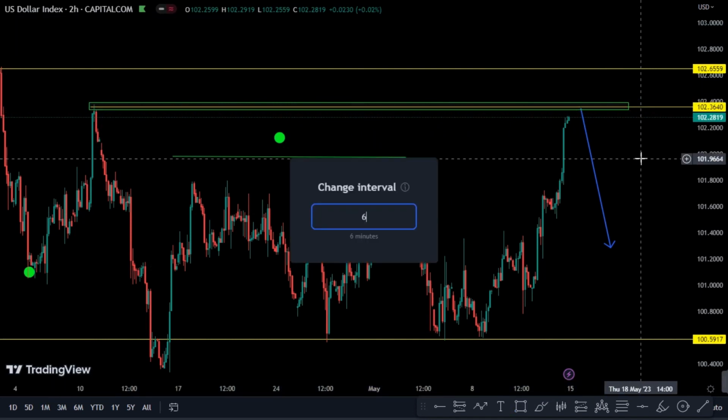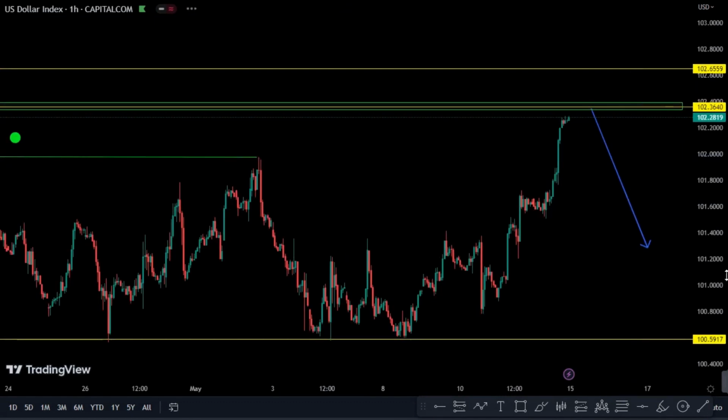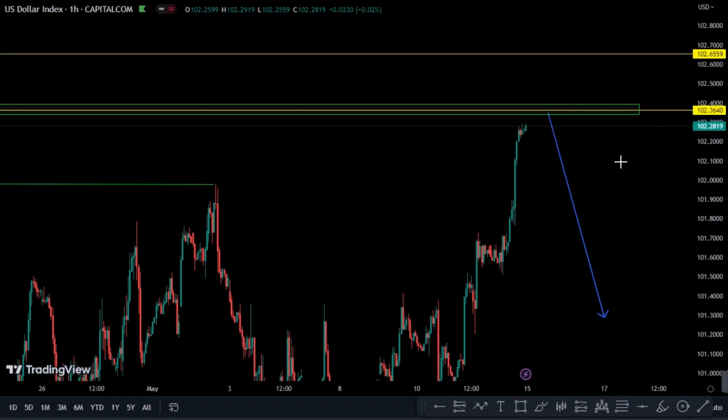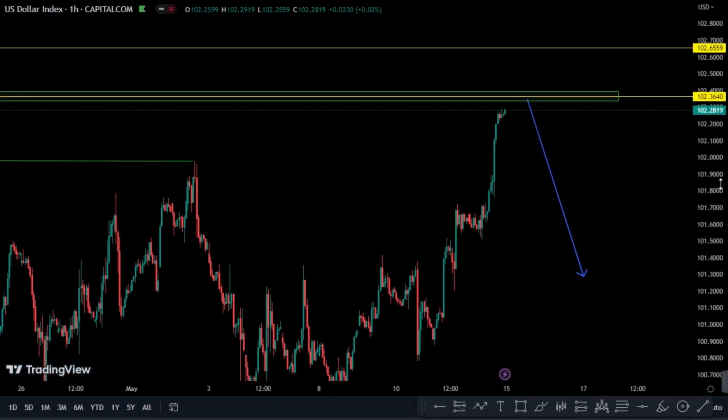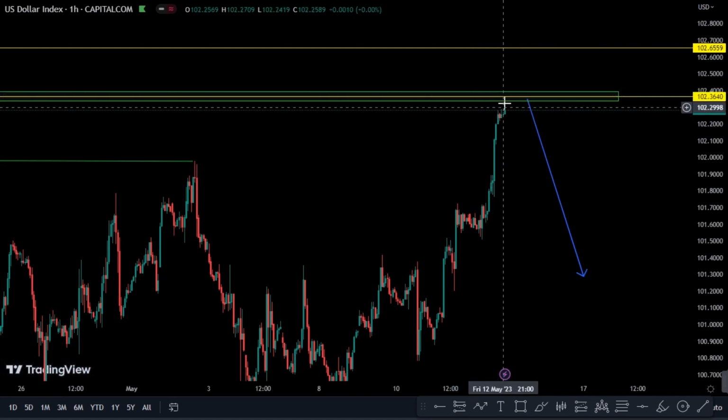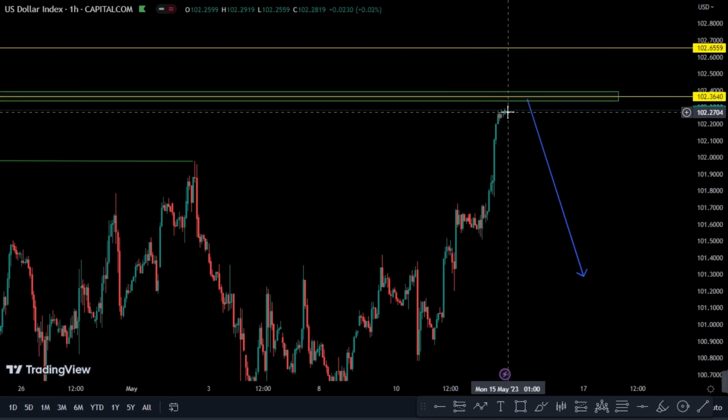All we have to do at this point is wait for the market and see how it is reacting to the structure. We anticipate a short, but then the market tells us what we do. We trade based on how the market is reacting to the structures that we are looking into. Okay, so that concludes our analysis for DXY.